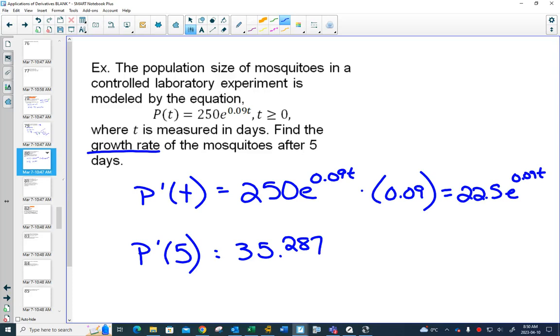And then once you get your answer, you'll have to look at these questions because they have units. We are measuring mosquitoes per day. So on day 5 to day 6, you could expect an increase of 35 mosquitoes.